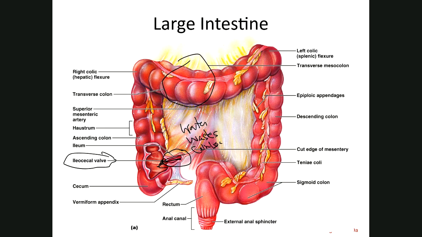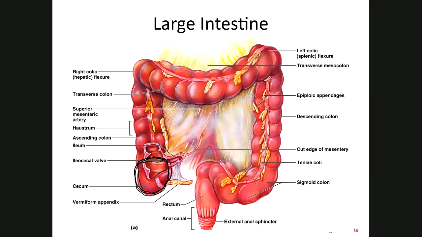So let's talk about the large intestine. If you look at the large intestine, it has regions to it, just like the small intestine. The first region is right here. It's inferior to this ileocecal valve, and that region is called the cecum. It's a little short pouch-like structure, not very big in humans.